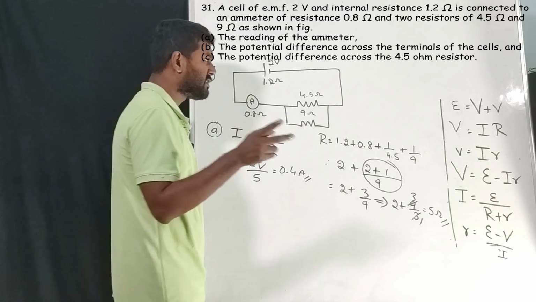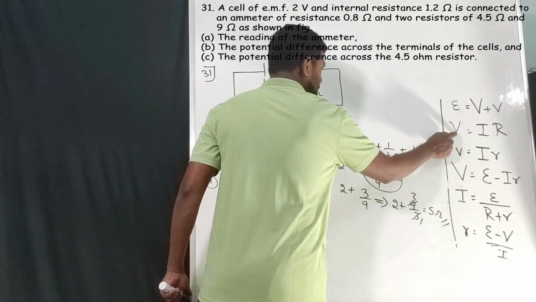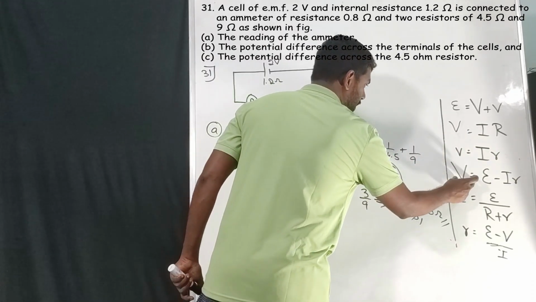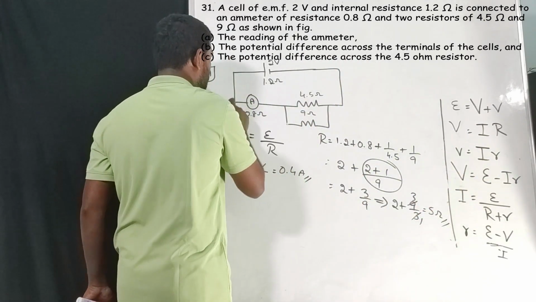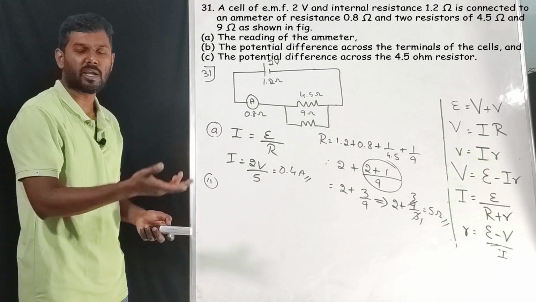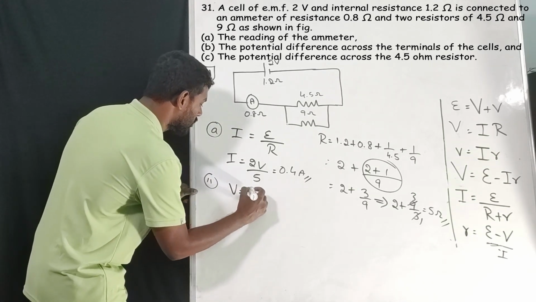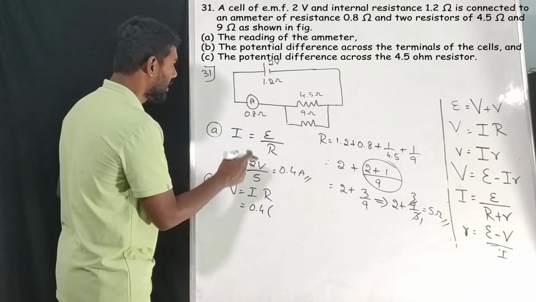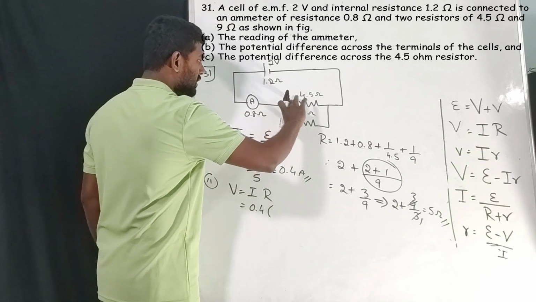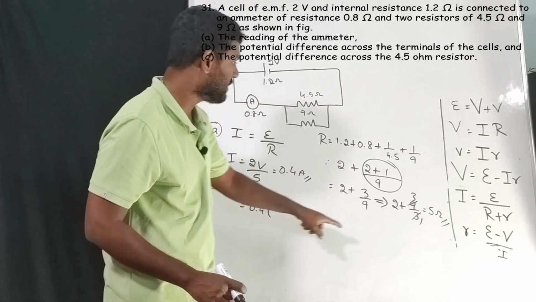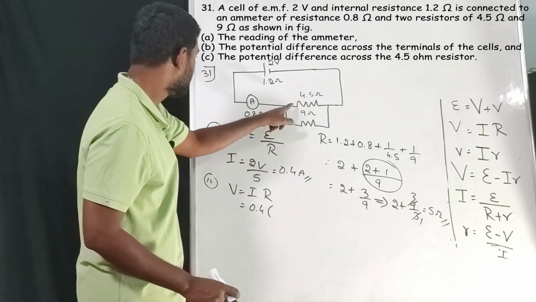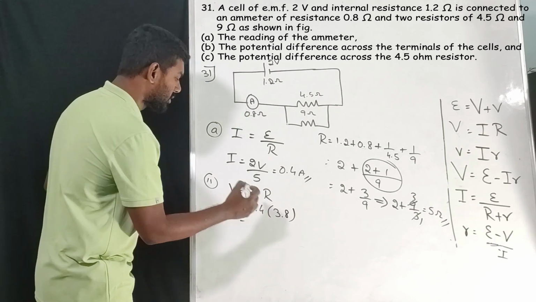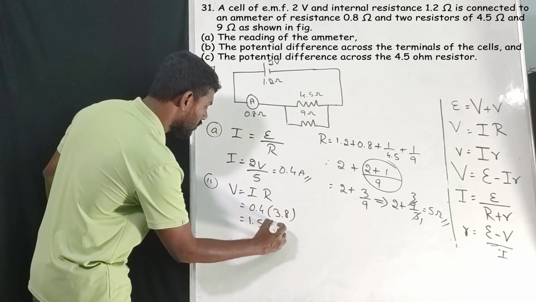Terminal voltage has two formulas, this one and this one. If you are using this one, you have to use all the resistance except internal resistance. If you are using this formula, you should use only internal resistance. You should not use any of the other resistance. Anything is fine. In both cases, we will get the same value. So V is equal to I into R. So I is 0.4, R will be, see, we have to exclude this one. What is the resistance value of these two? That is nothing but 3 ohm, correct? 3 ohm plus 0.8, that will be 3.8. Okay, so the answer will be 1.52 volts.